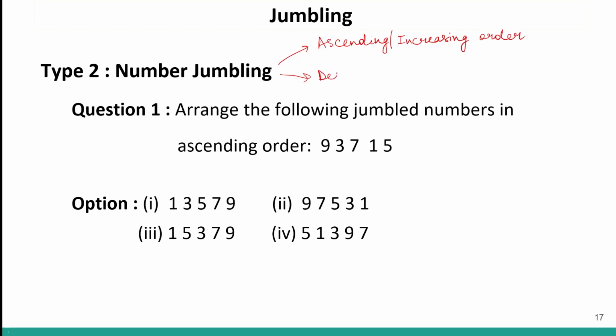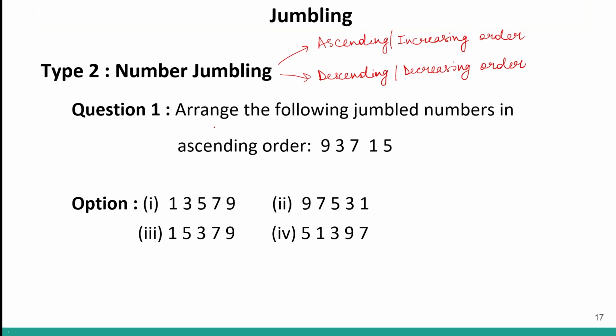And then we have descending order, also called decreasing order. Okay, so we have two concepts, ascending order and decreasing order.